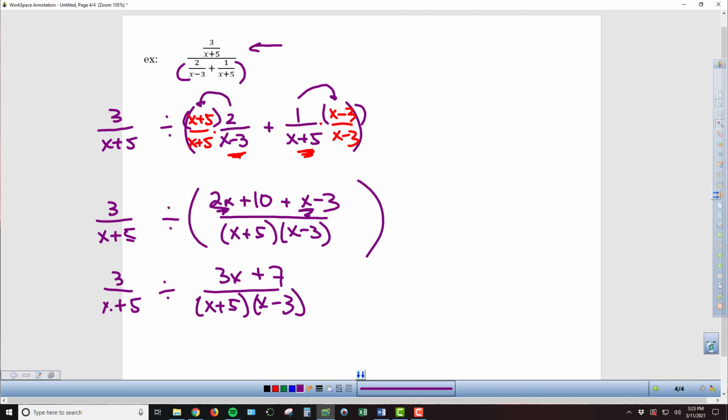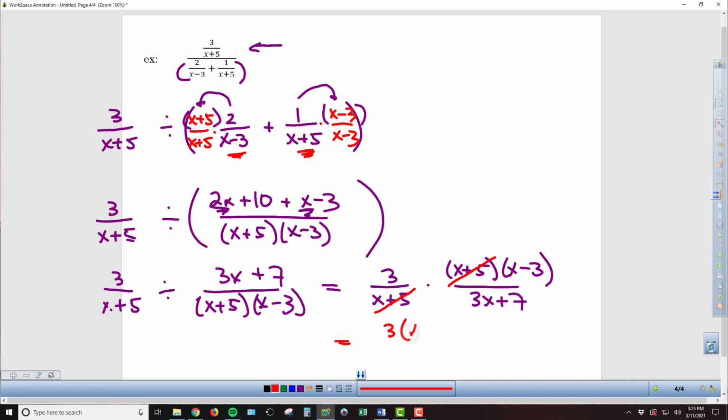And so now at this point, we're ready to go ahead and rewrite this as a multiplication question. So we have 3 over x plus 5 times, and now I need to flip that second one. So I have x plus 5 times x minus 3 on the top, and then 3x plus 7 on the bottom. So to close things out, I can reduce away the x plus 5s, but there's nothing else. So our end result here in the numerator, we've got the 3 and the x minus 3. And then in the denominator, just that 3x plus 7.